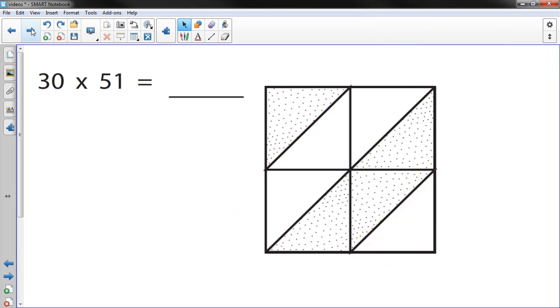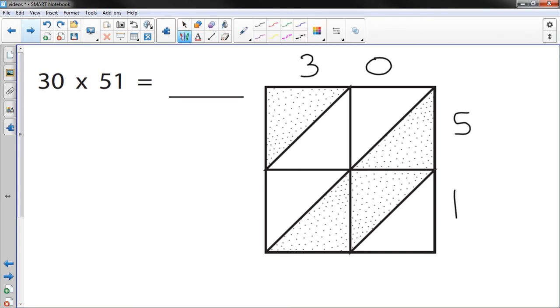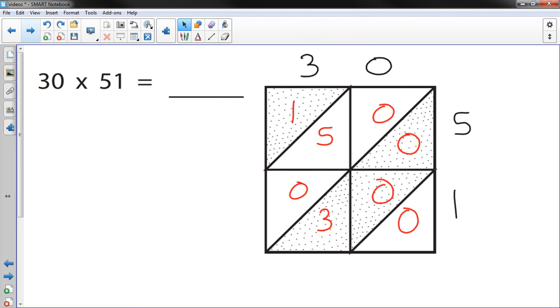Let's try another one. 30 times 51. So 0 times 5, well, that's 0. And 0 times 1, well, that's 0. That was easy. Go to the next column where the 3 is. 3 times 5 is 15. And 3 times 1 is 3. Okay, done. That was pretty fast.